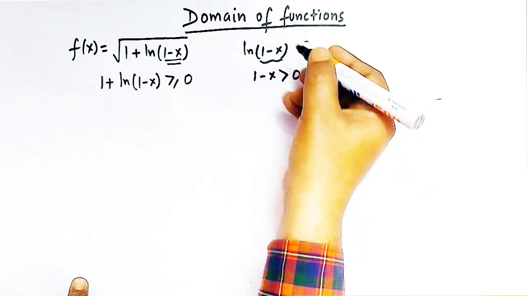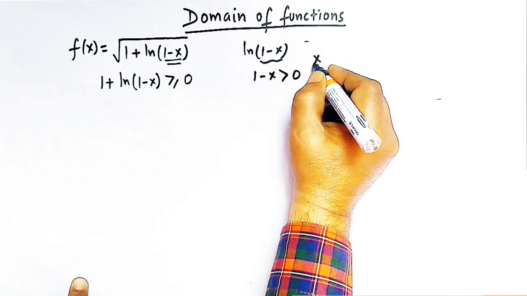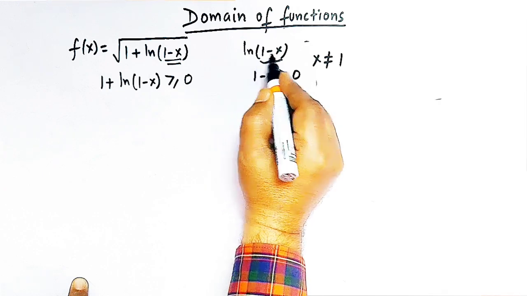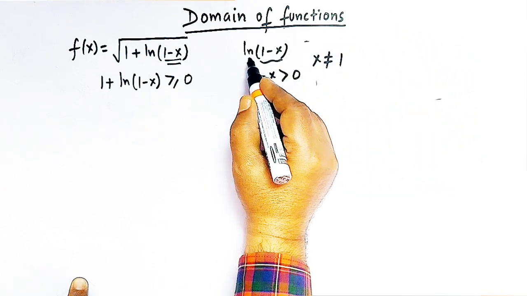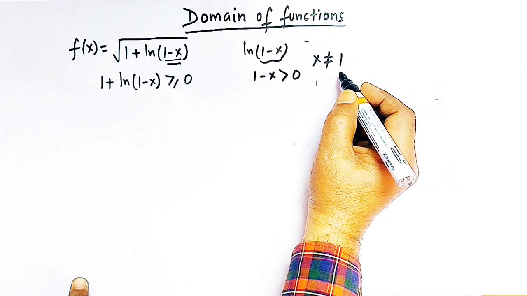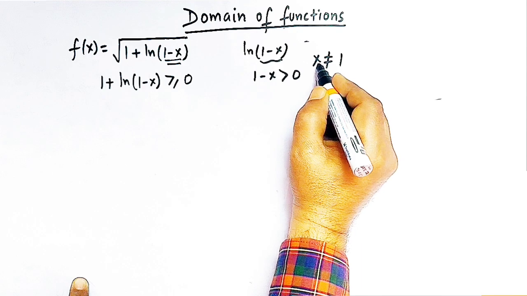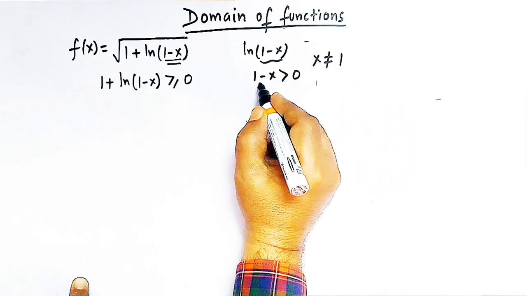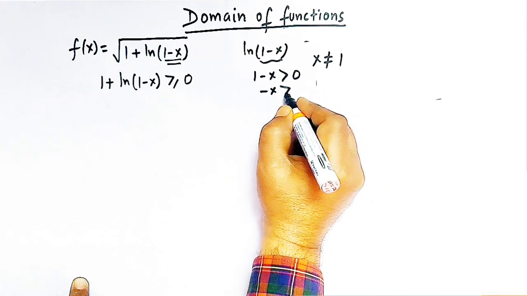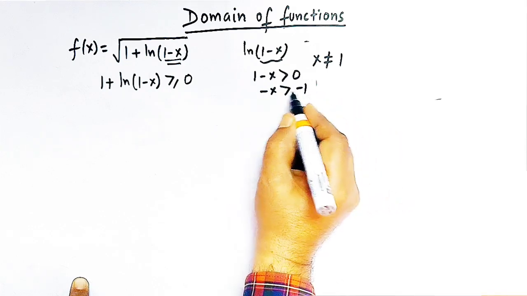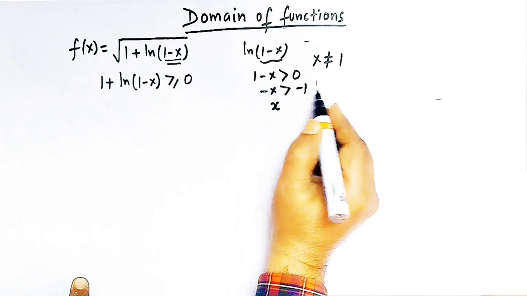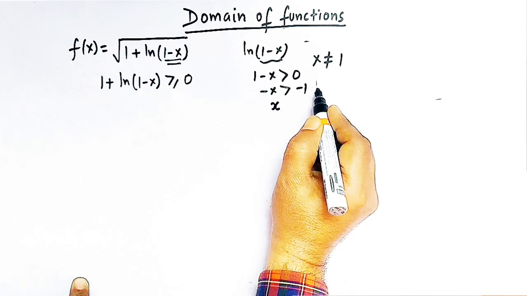And here it is quite evident that x cannot be equal to 1, because when x tends to 1, natural log of 1 minus x tends to natural log of 0, right? And natural log of 0 tends to minus infinity. So here we cannot take x equal to 1, and we should have 1 minus x greater than 0. So we have minus x greater than minus 1, and in order to get rid of these two negative signs, we have to multiply this inequality both sides by negative 1.